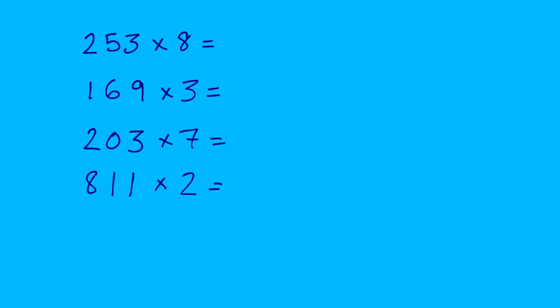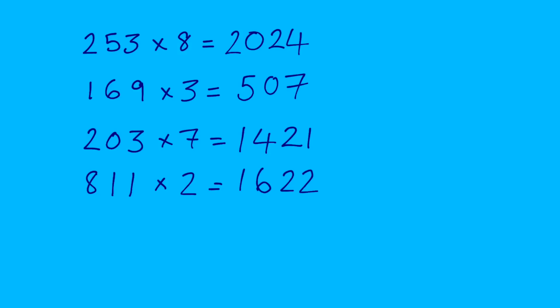Draw yourself a grid, pause the video, and we'll come back and check how you've got on. Okay, let's go through the answers. So 253 times by 8 gives us 2,024. 169 times by 3 gives us 507. 203 times by 7 is 1,421. And 811 times by 2 is 1,622. Well done.